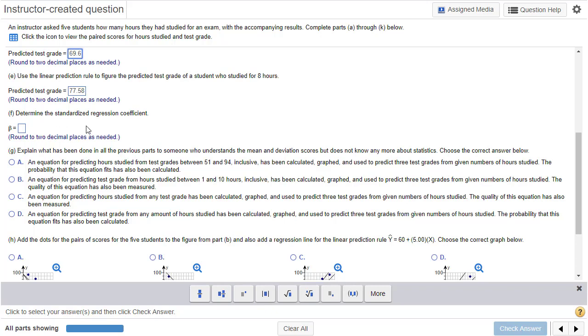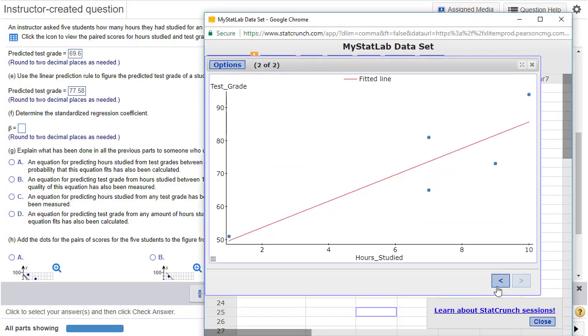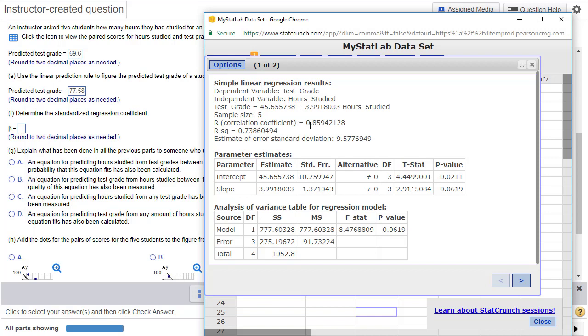Okay, determine the standardized regression coefficient. And again, that little teacher note, beta is just R. So let me come back here. R is 0.8, let's see, it says round to two places, 0.86.